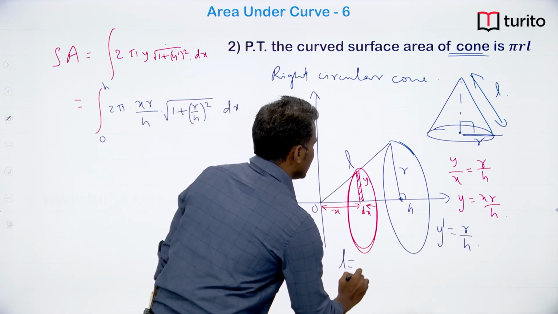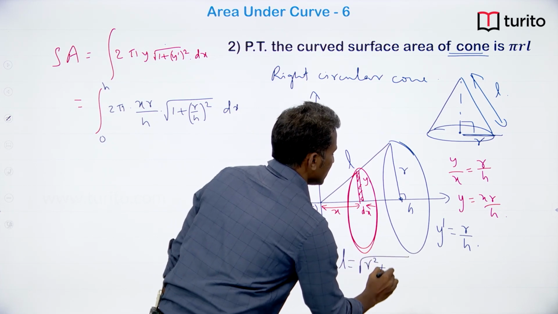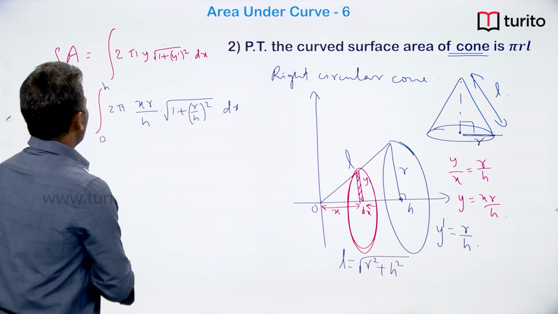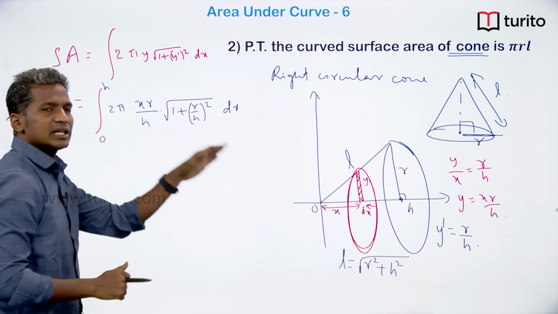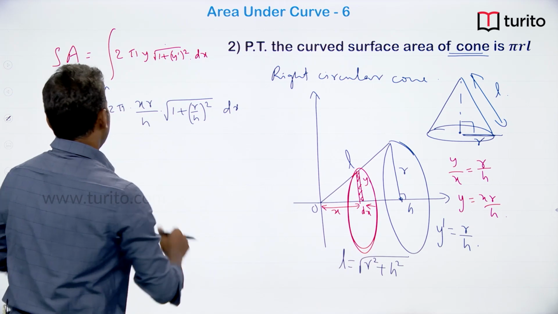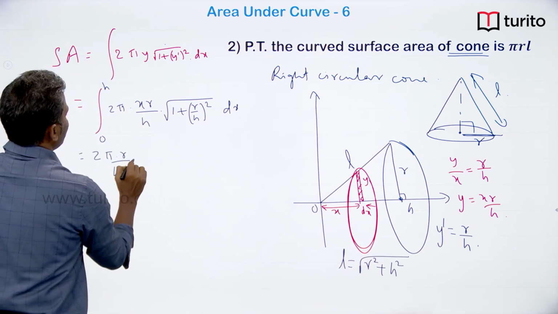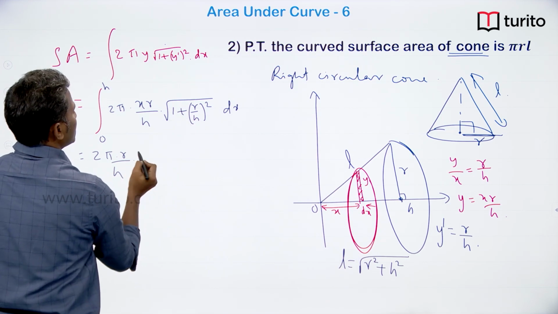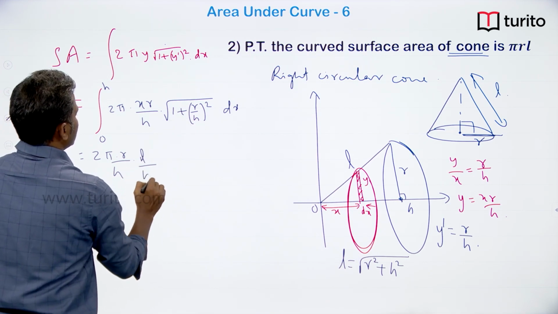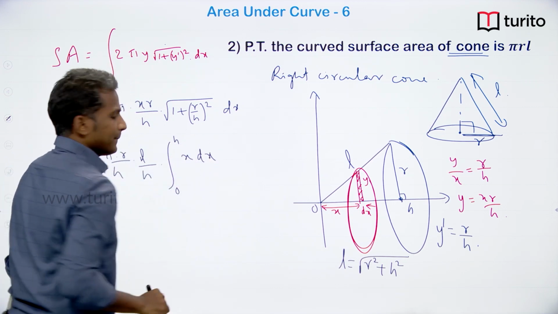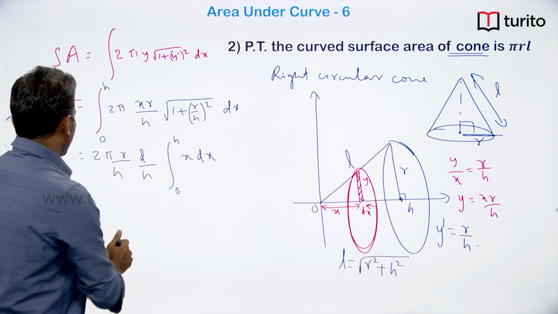So L can be written as root of r square plus h square. We can use that to simplify this term. And we keep only variables inside the integral and take all constants outside. So what do we get here? 2 pi into r by h, and this term will give us L by h into integral 0 to h x dx.